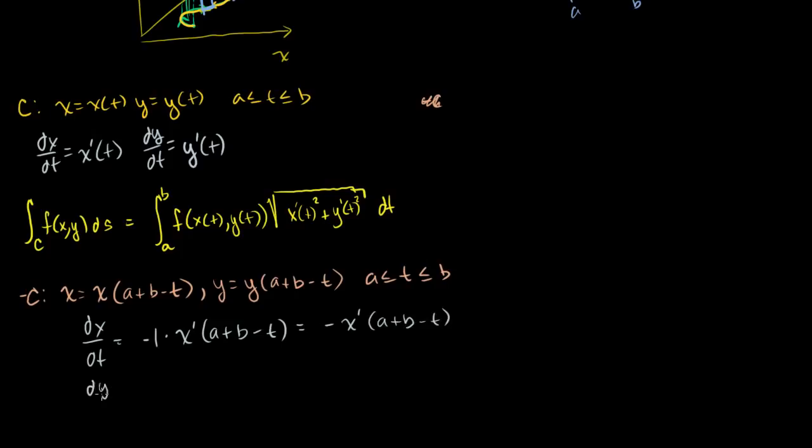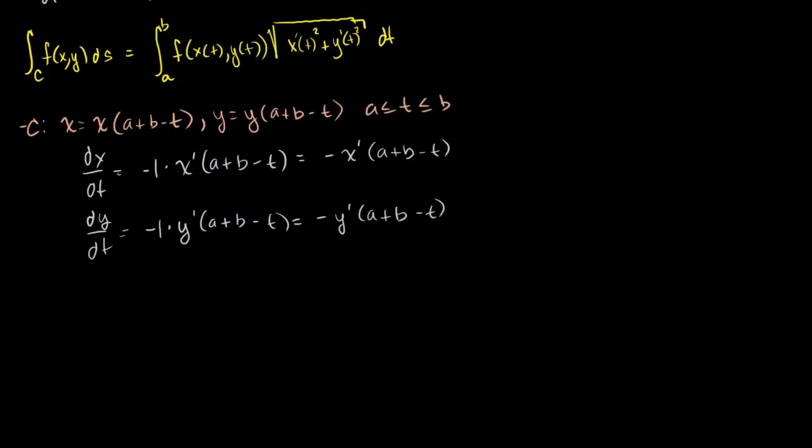dy dt, same logic. Derivative of the inside is minus 1 with respect to t, right? Derivative of minus t is just minus 1 times the derivative of the outside with respect to the inside. So y prime of a plus b minus t, same thing as minus y prime of a plus b minus t. So given all of that, what is this integral going to be equal to? The integral over minus c of the scalar field f of x, y, ds. What is this going to be equal to?